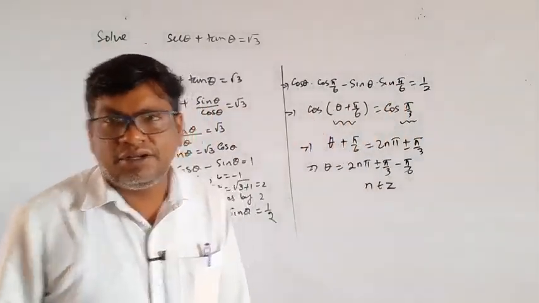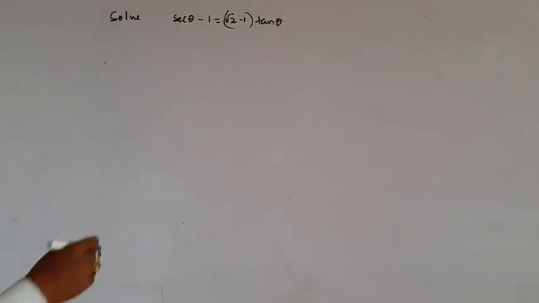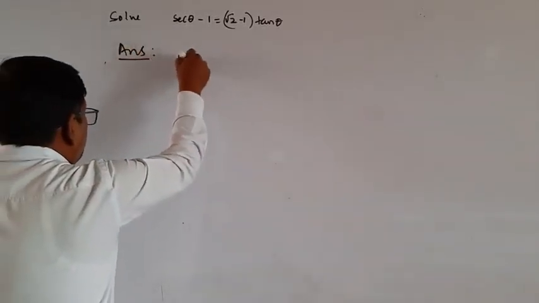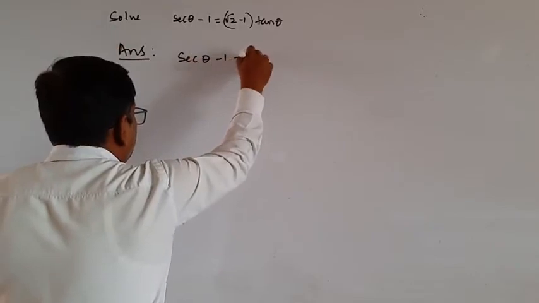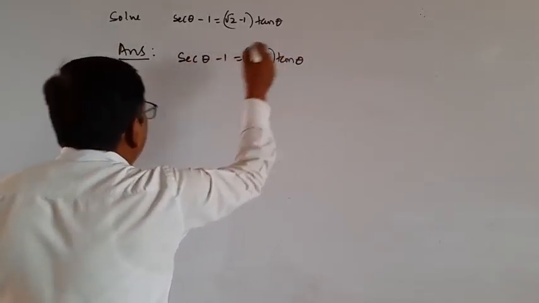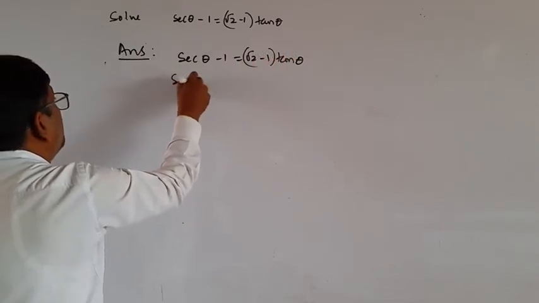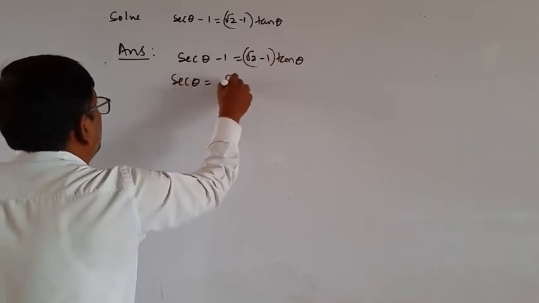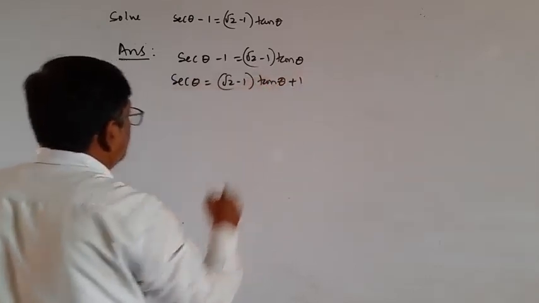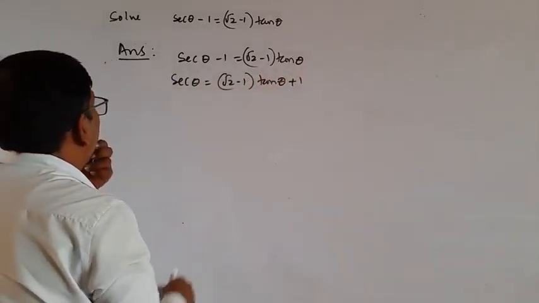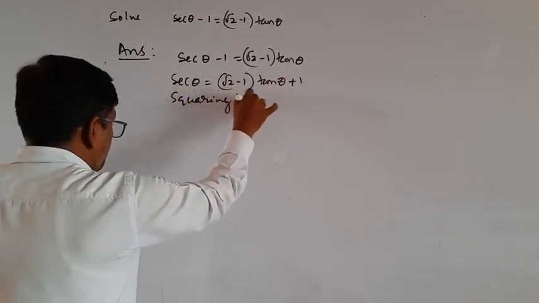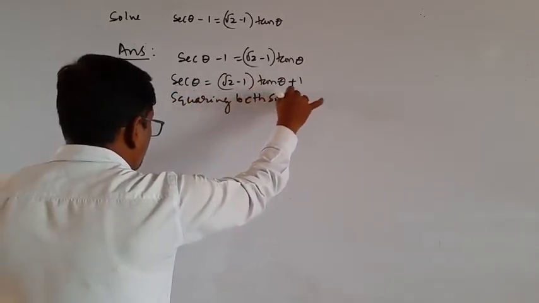Okay, now another question. Solve this. Sec theta minus 1 is equal to root 2 minus 1 into tan theta. So sec theta is equal to root 2 minus 1 into tan theta plus 1. Squaring both sides.